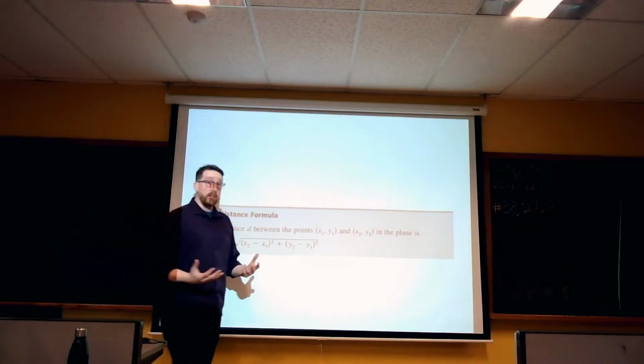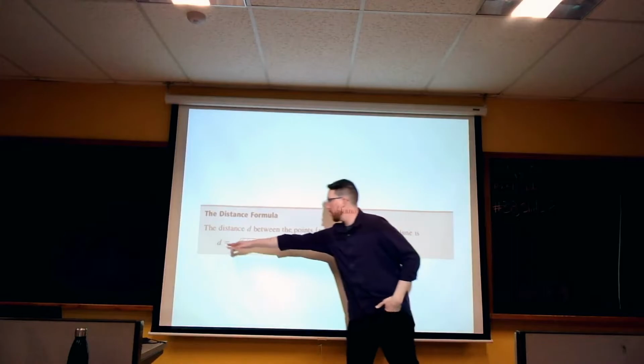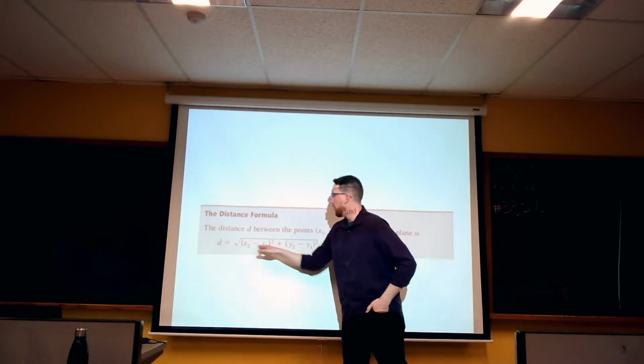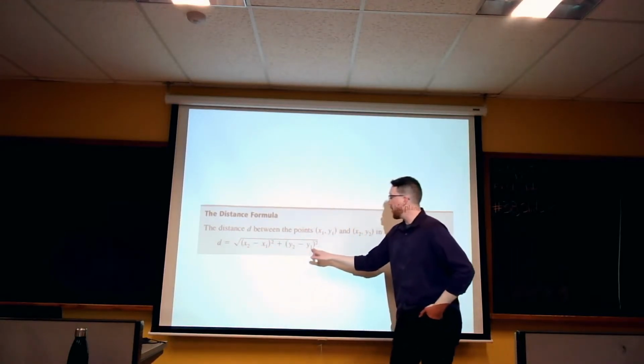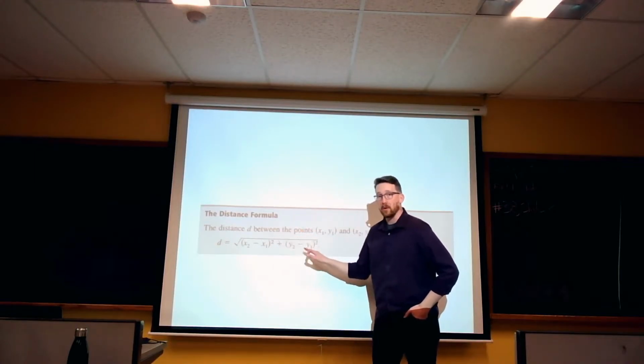Which brings us to the distance formula. The distance formula says d, distance, is equal to the difference in our x direction and the difference in our y direction, both values squared under the radical.